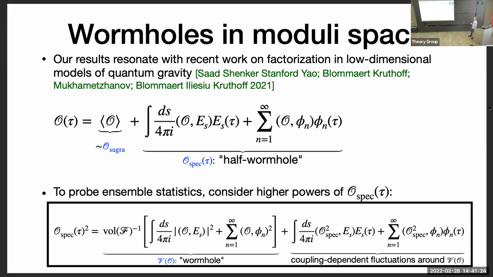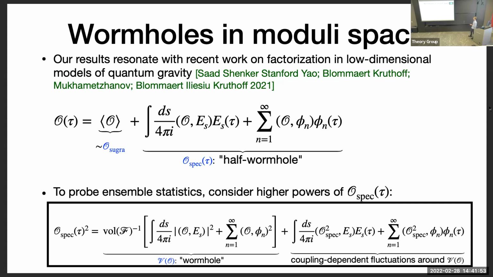resonate with recent work on factorization in these low-dimensional dualities, where they identify additional contributions, additional saddles whose role in life is to restore factorization. These go under the name of half wormholes. So here we have O is the average, otherwise known as supergravity, plus O spec. And we can morally, but not precisely, think about this as the half wormhole in the sense that it provides the coupling dependence responsible for factorization.